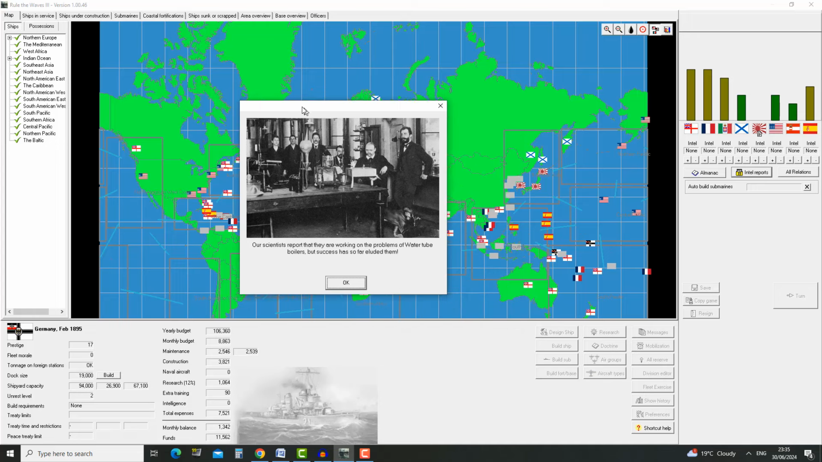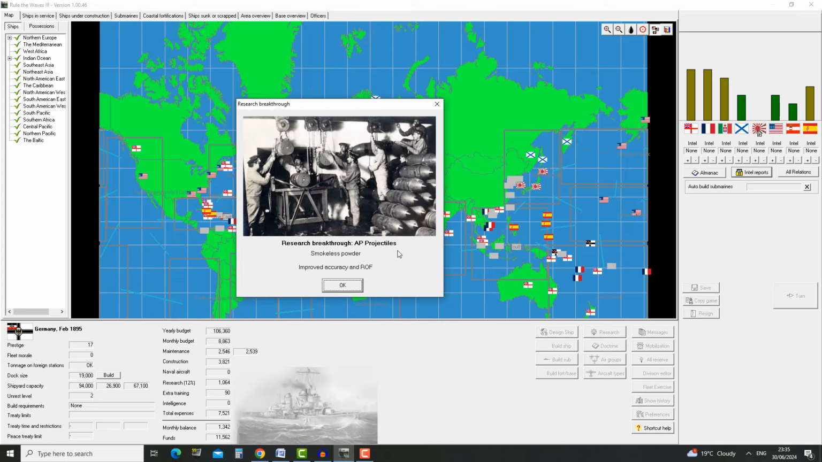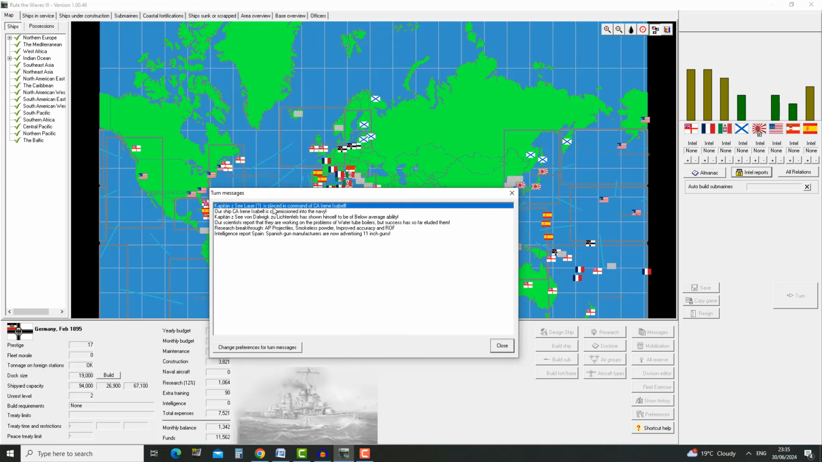And our scientists reported that they are working on the problem of water tube boilers, but success has so far eluded them. And we have a research breakthrough in the armor-piercing projectiles. Smokeless powder improved accuracy and rate of fire. Okay, that doesn't really help us with the new design, but it is a good thing nonetheless. I think that's our second level in the armor piercing technology.